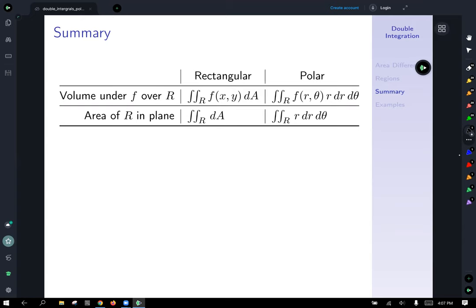In general, we can apply the same things we already know about double integrals to polar coordinates. We know that if you want to find the volume under a surface, you integrate over the region R the function with respect to the area differential. If you want to find the area of some region in the plane, you just integrate the area differential over that region. Similarly for polar coordinates, the majorly important punchline here is that you have to remember that the area differential has an extra r in there.